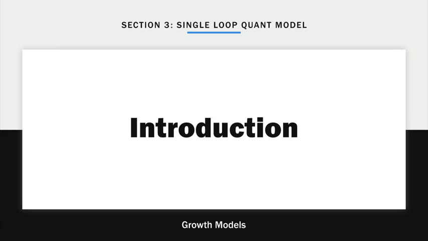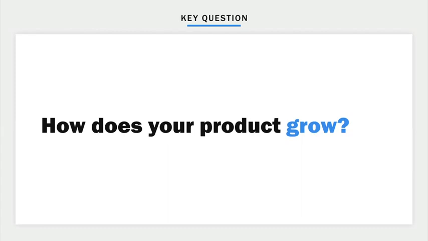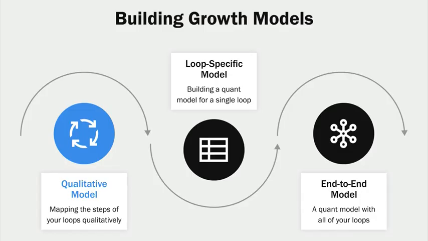In this section, we're going to introduce how we build a single loop quant model. As a reminder, we started this module off by talking about how we answer the question, how does your product grow? Answering this question in an incredibly consistent way across the organization is important for things like prioritization, strategic bets, as well as investments. We started by building a qualitative model by mapping out the different steps of our acquisition, habit loops, as well as linear activities.